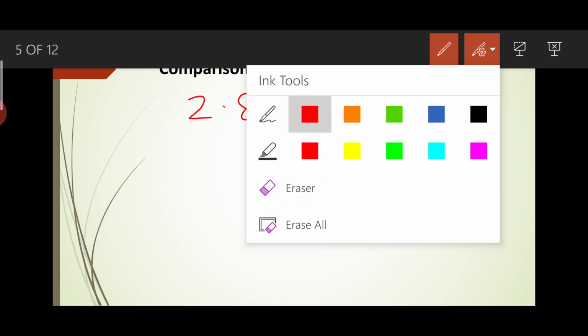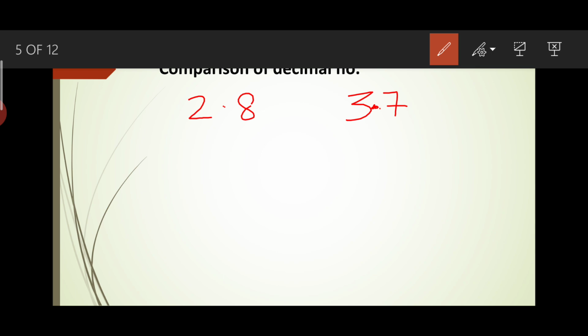First step is you have to see the digit before the decimal. So you can see here is 2 and here is 3. If the digit before the decimal is not the same, then you can easily compare which of 2 and 3 is greater. Obviously 3 is greater than 2, so we can say 3.7 is greater than 2.8.